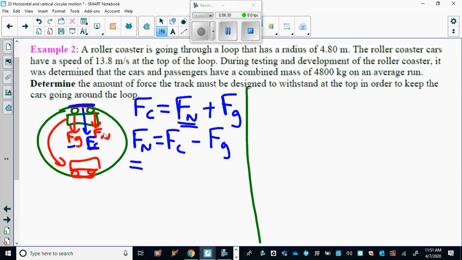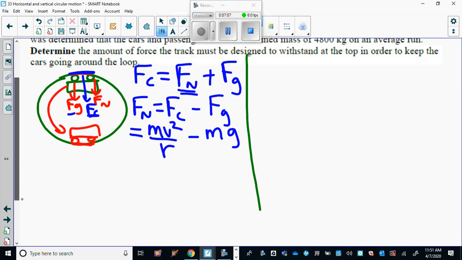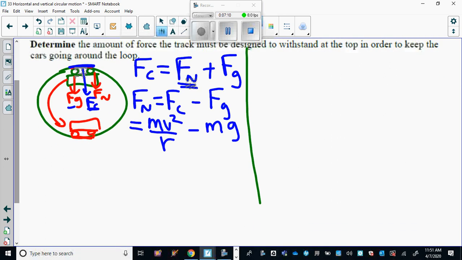Continuing on, the centripetal force can be expressed as mv squared over r. The gravitational force can be expressed as mg. And you'll notice in this problem, as opposed to our horizontal circular motion problem, the mass is relevant, which makes sense too, doesn't it? If you have something of 5 kilograms going around this track, the track is going to have to have far less strength than if you have something in this problem of 4,800 kilograms. So the mass is relevant here in this specific question. And then we can just plug the numbers in.